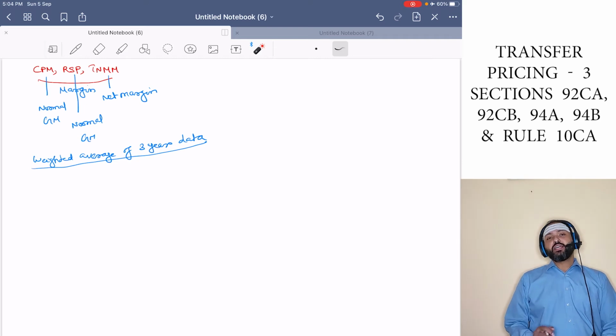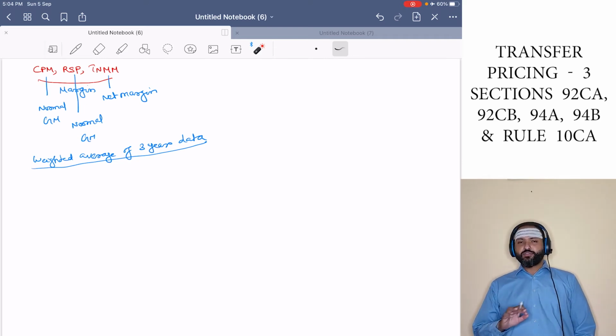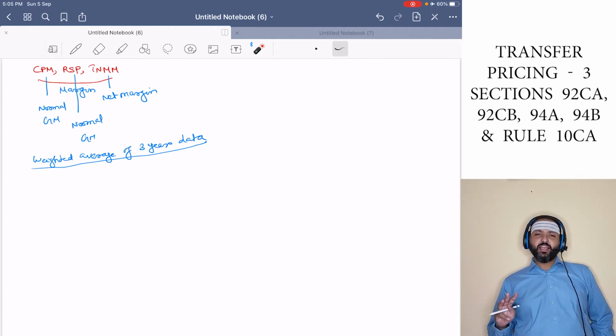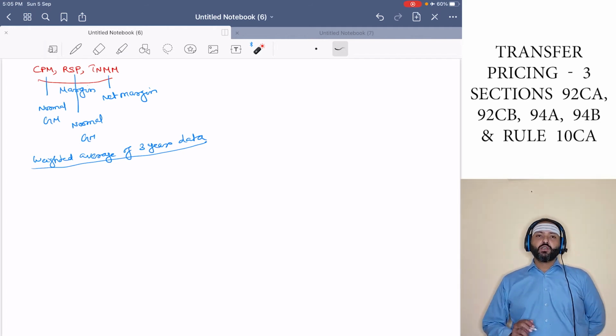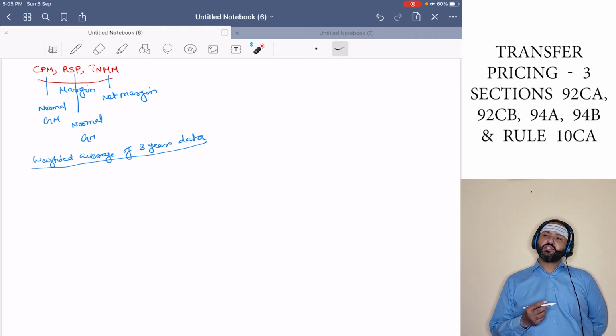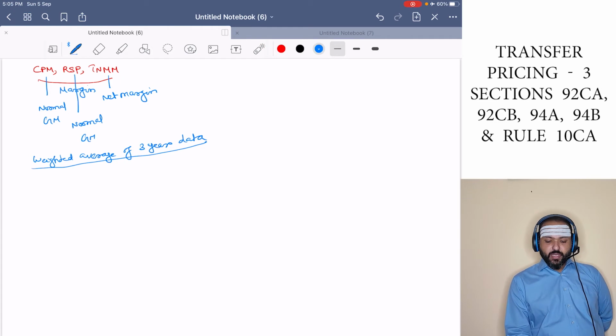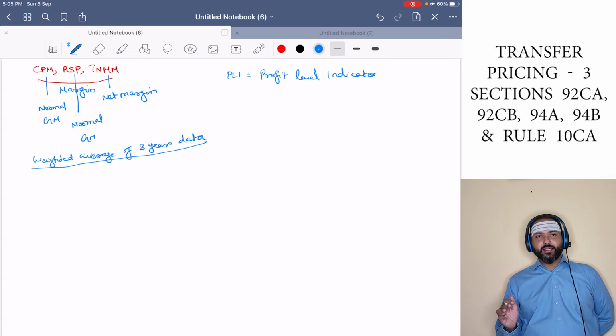Then what we will do, instead of taking only the data of the current year, we will take 3 years data as base for the purpose of determining arm's length price. Sir, what is this 3 years data? Good. So what is going to be the 3 years data? We will take profit level indicator. So what is that? Profit level indicator. So what can be a profit level indicator?